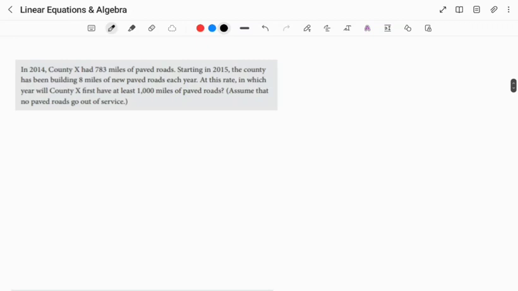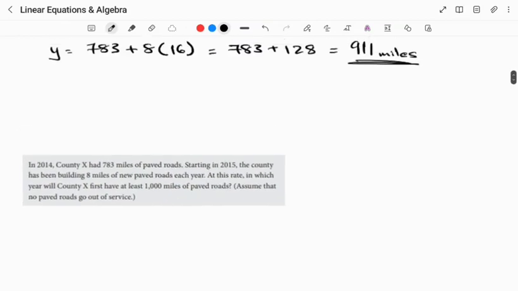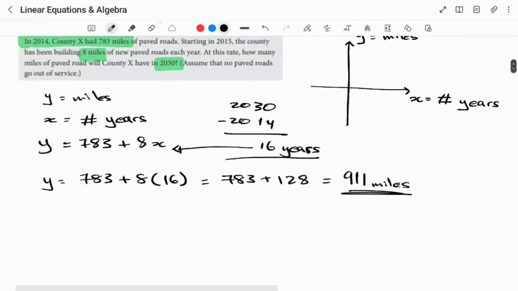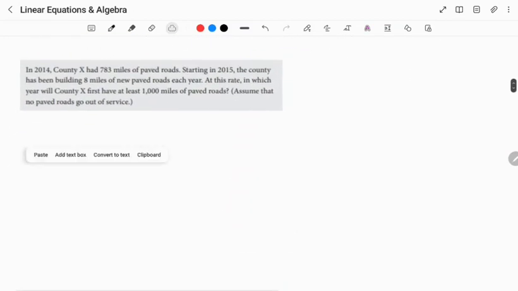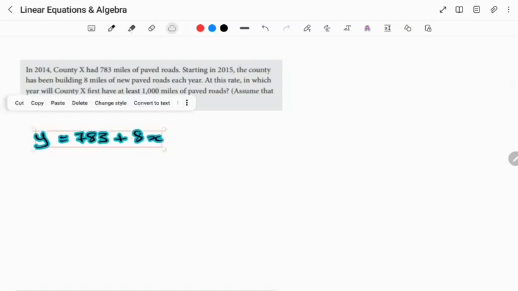It's a continuation from the previous one, and the question is, in 2014, County X had 783 miles, and they built 8 miles of roads each year. At this rate, in which year will County X first have at least 1,000 miles of paved road? So now, the relationship is the same as the first question. So let's take our equation right here and put it right over here. Because it is the same relationship as the previous question.